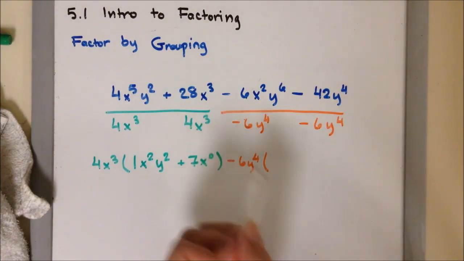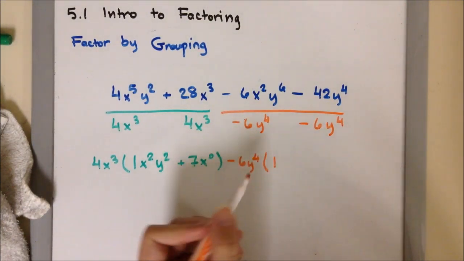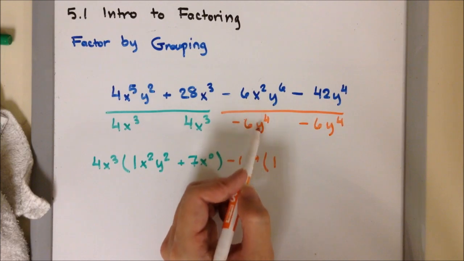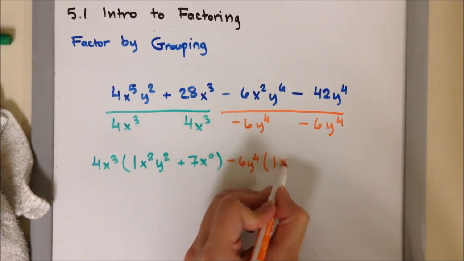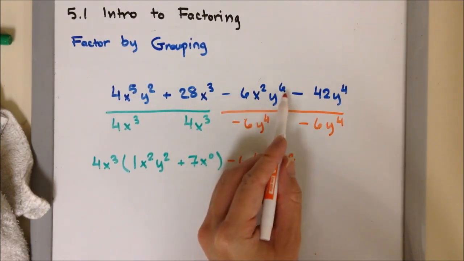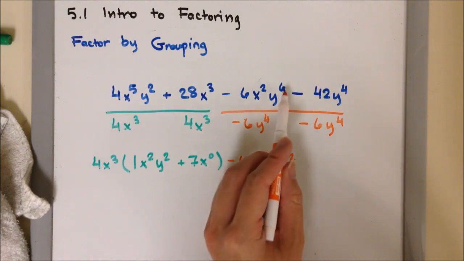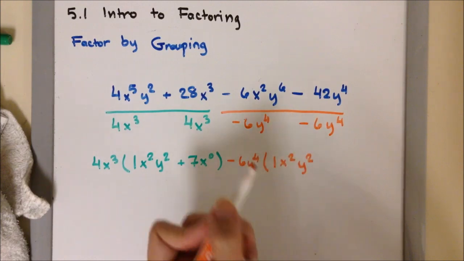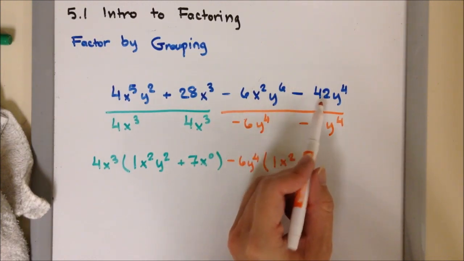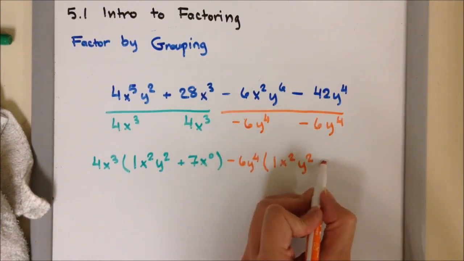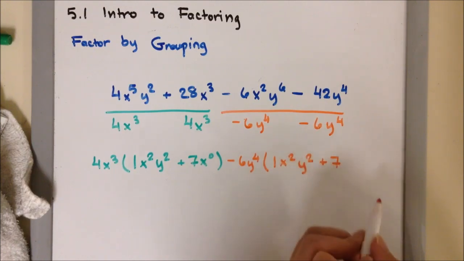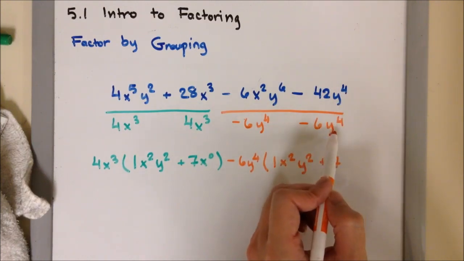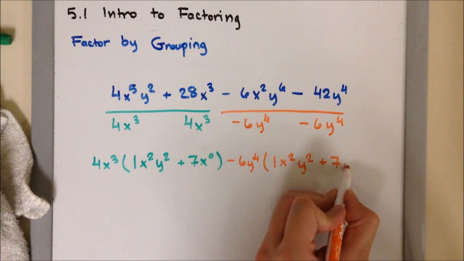So -6 divided by -6 is positive 1. Now I'm not dividing by any x's, so I'm just going to bring that down, x squared. Y to the 6th divided by y to the 4th, so 6 minus 4, y squared. -42 divided by -6 will be positive 7. And then y to the 4th divided by y to the 4th, it will be y to the 0 power.